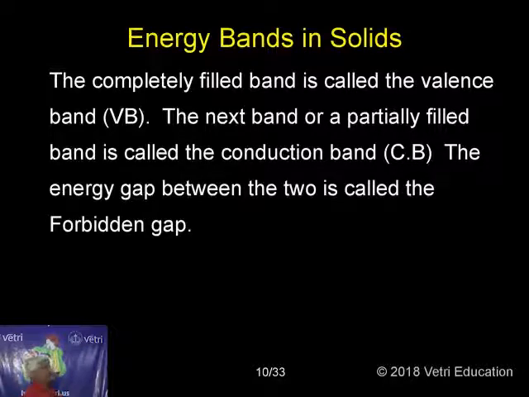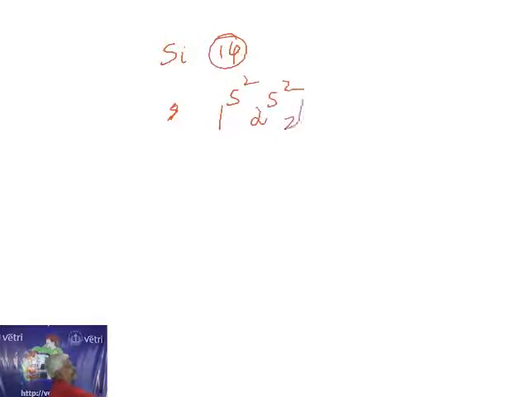Energy bands in solids. The completely filled band is called the valence band. Here I want to discuss what energy bands in solids are. For example, take silicon, atomic number 14. Its electronic configuration is: first shell, K shell, 1s2; second shell, 2s2, 2p6; third shell, 3s2 and 3p2.